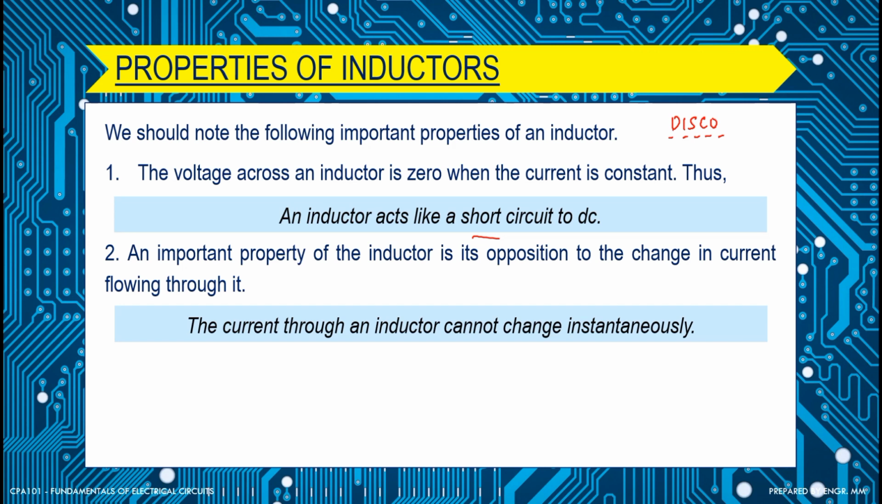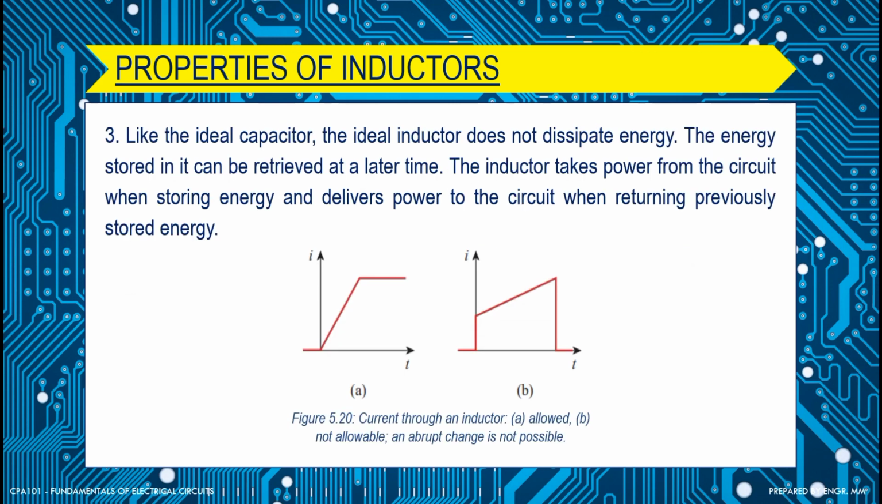Now, an important property of an inductor is its opposition to the change in current flowing through it. So the current through an inductor cannot change instantaneously. Like the ideal capacitor, the ideal inductor does not dissipate energy. The energy stored in it can be retrieved at a later time. It takes power from the circuit when storing energy and delivers power to the circuit when returning previously stored energy.